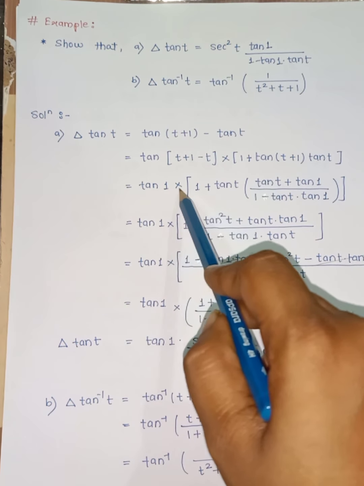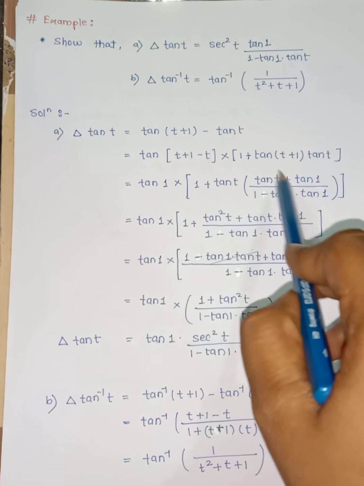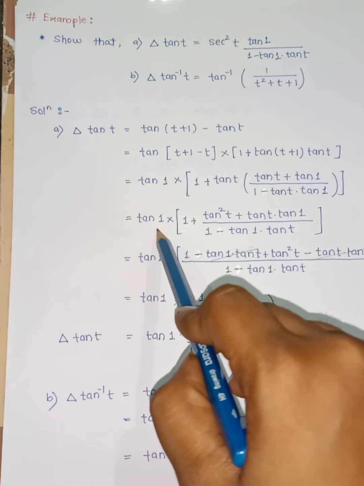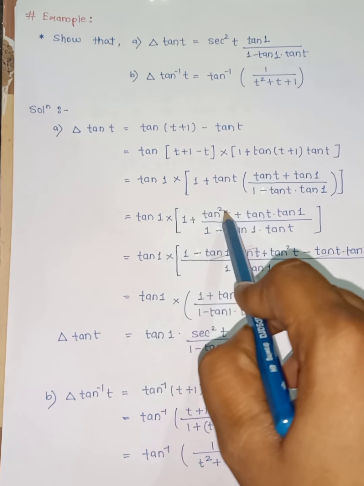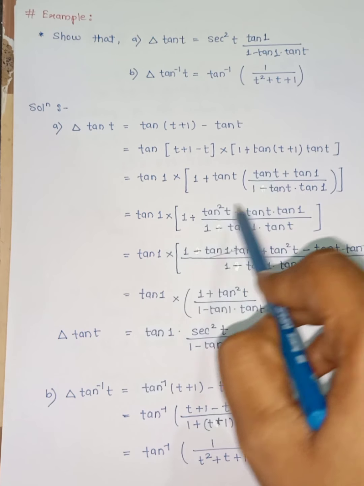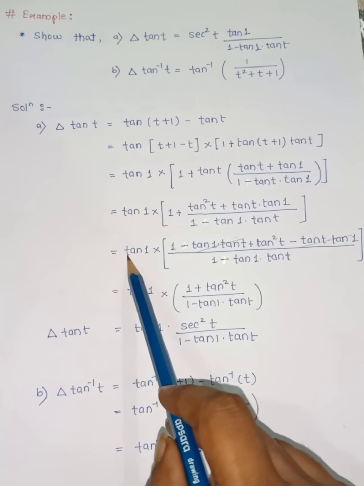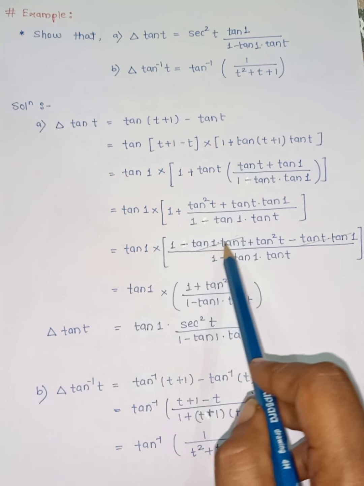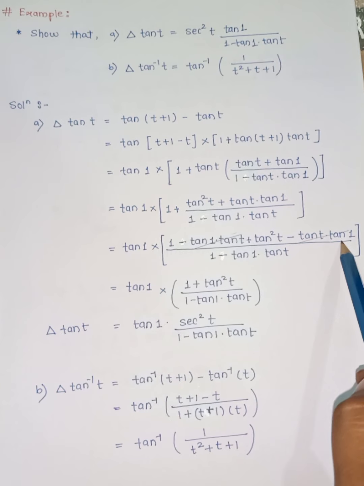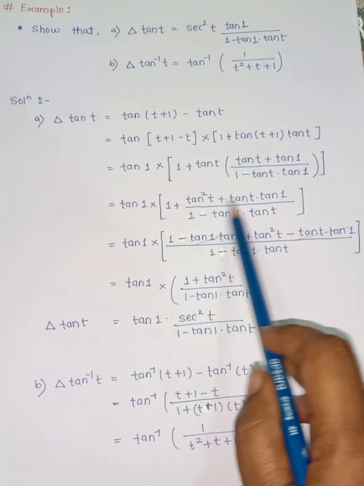Okay, so tan 1 into 1 plus tan t, and for tan(t+1) we apply the formula. Okay, tan t plus tan 1 upon 1 minus tan t into tan 1, that is equal to tan 1 into 1 plus tan square t. Okay, tan square t plus tan t into tan 1 upon 1 minus tan 1 into tan t. Then tan 1 into 1 minus tan 1 into tan t plus tan square t minus tan t into tan 1. What we have done?